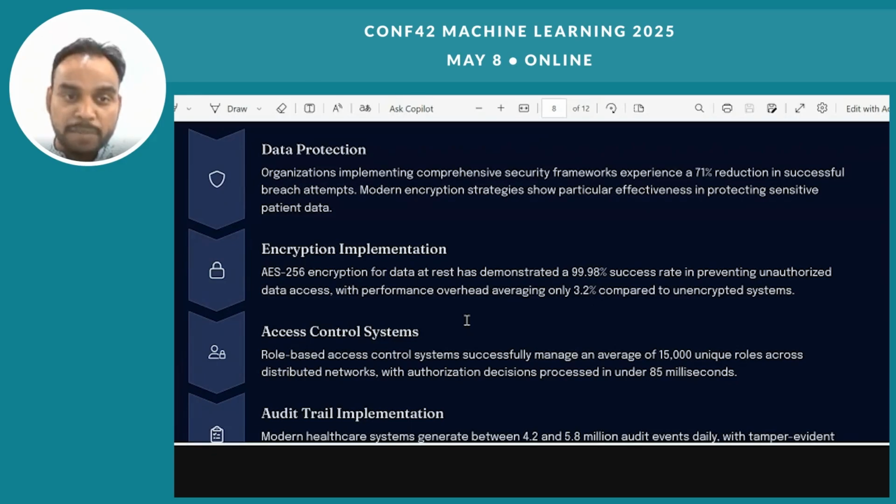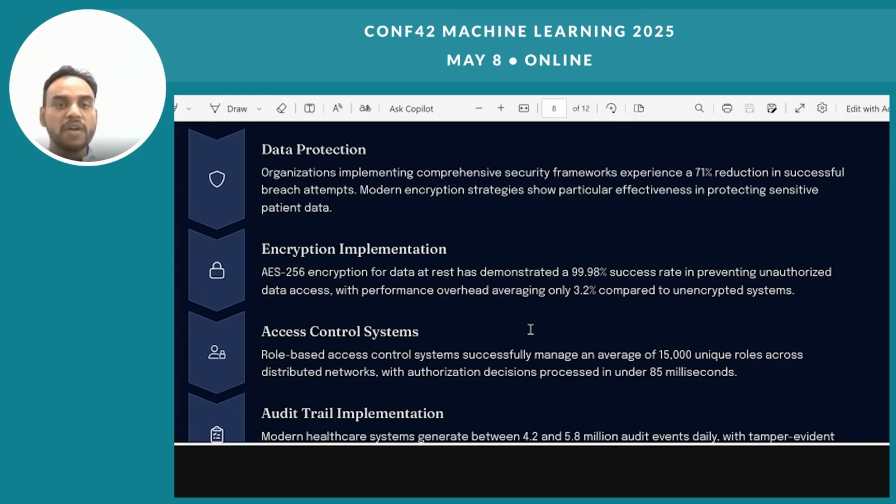Research demonstrates that properly implemented break glass procedures can provide emergency access to critical patient data within 30 seconds while maintaining robust security protocols. Audit trail implementation. Comprehensive audit trails form a critical component of healthcare security infrastructure.